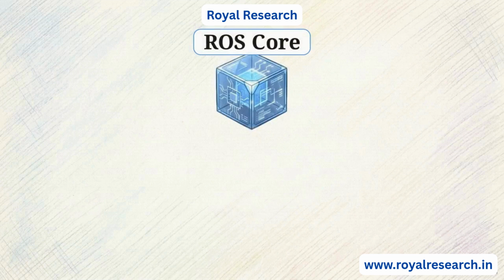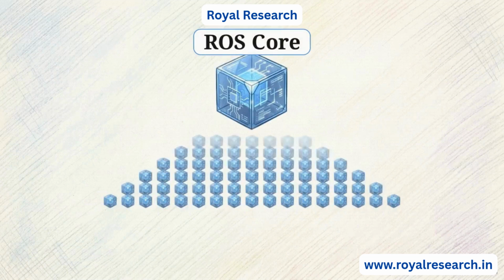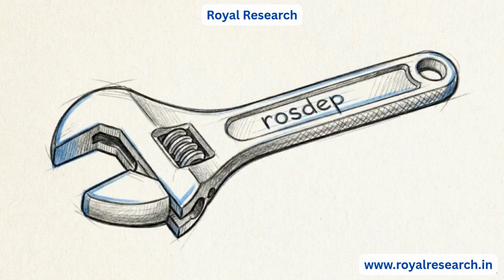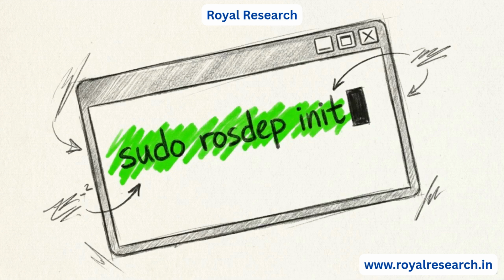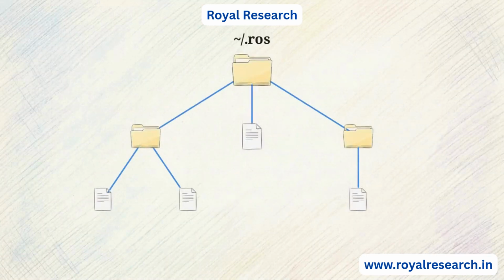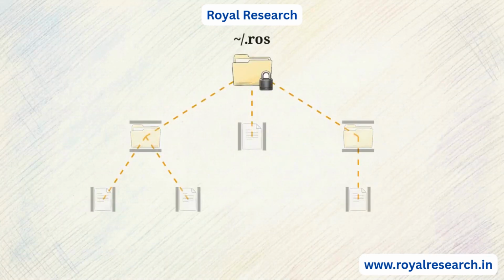The ROS framework relies on hundreds of smaller underlying software libraries called dependencies. To manage these components, we use an internal tool called rosdep. We initialize rosdep using superuser privileges and then immediately update it. Warning: when you run the rosdep update command, execute it exactly as written without the sudo prefix. Running the update step as root will corrupt your file permissions.